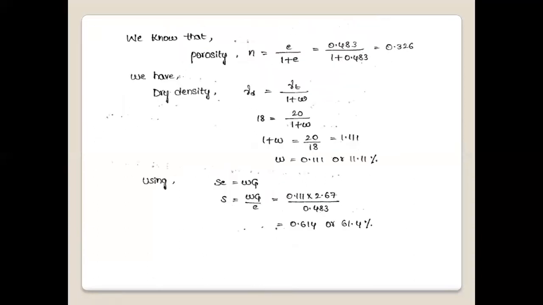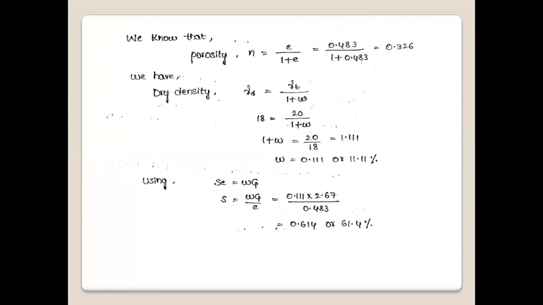Next one, we find the porosity. We know that the porosity n equal to e divided by 1 plus e, where e means the void ratio. The void ratio is 0.483. So substitute the e value in this formula: 0.483 divided by 1 plus 0.483, equal to 0.326. So we found the first one is the void ratio and the second one is the porosity.